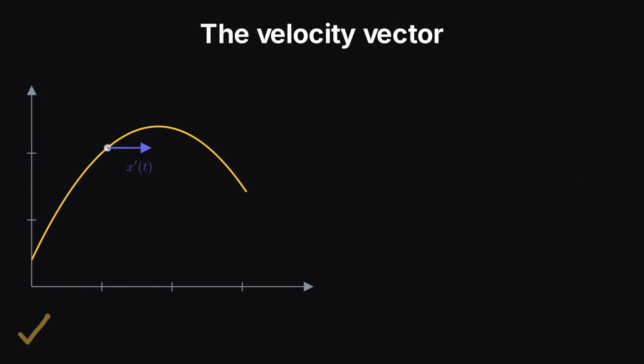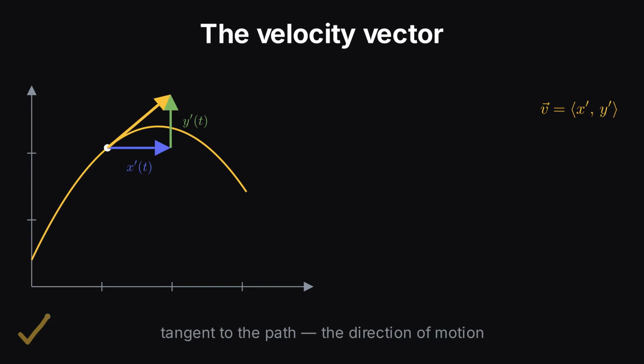Now make it physical. The horizontal velocity is x prime of t, the vertical velocity is y prime of t. Attach two arrows to the moving point, one pointing across, one pointing up, and watch them stretch and shrink as the particle speeds up and slows down. Add those two arrows tip to tail and you get the velocity vector. It always points along the path, it's tangent to the curve, and it tells you the exact direction the particle is moving at that moment.